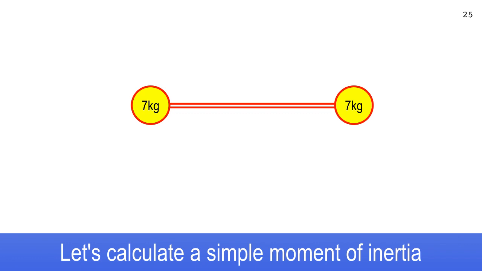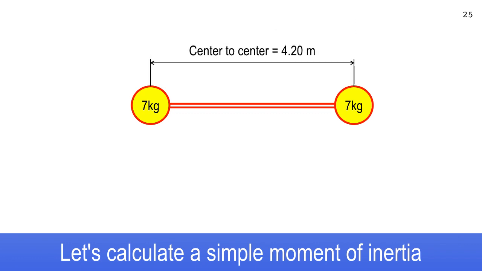You're in the weight room. 7 kilograms on each side, and let's say the bar is 4.2 meters, pretty long, 12, 13 feet. This is kind of an imaginary weight room. Anyway, you've got 7 kilograms left and right, a 4.20 meter center to center distance, and let's ignore the mass of the bar.